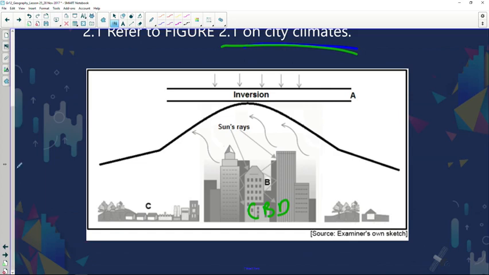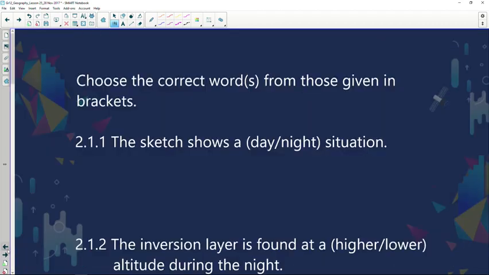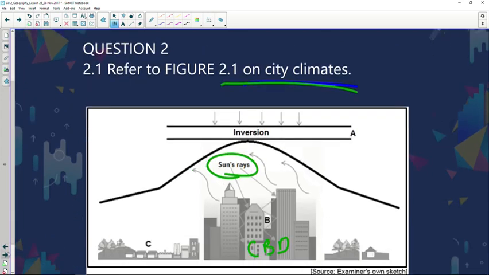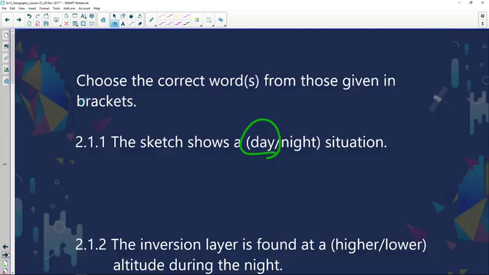Our first question: the sketch shows a day or night situation, and the correct answer will definitely be day. Why do I say day? Because they mentioned sun rays. We don't see the sun shining at night. So definitely the correct answer will be day.